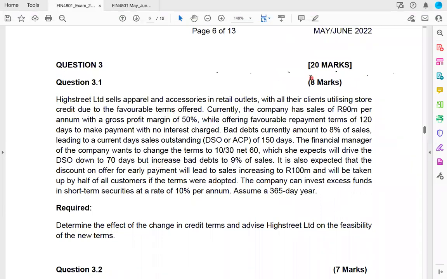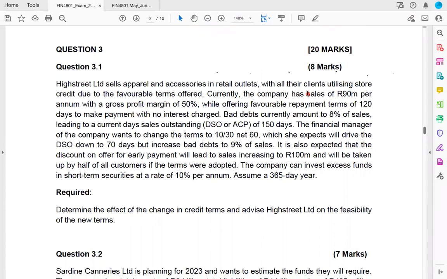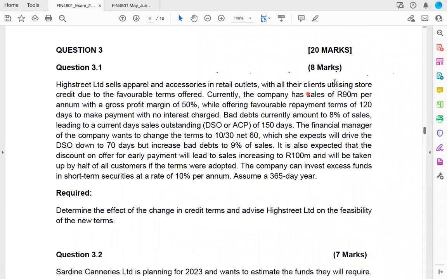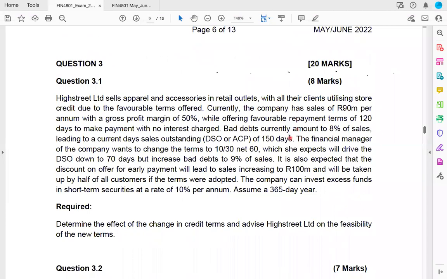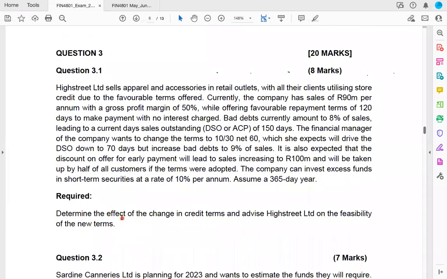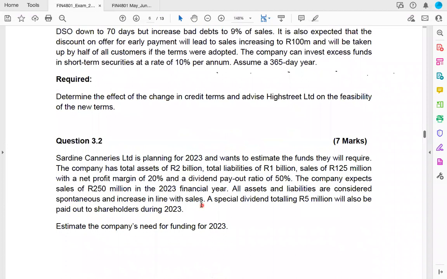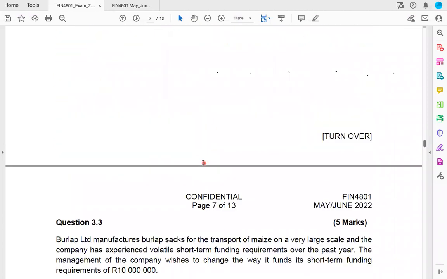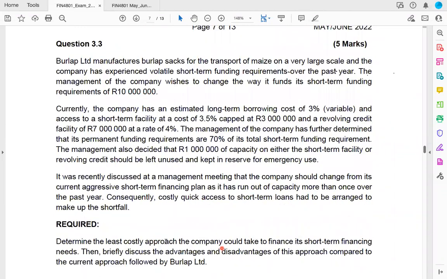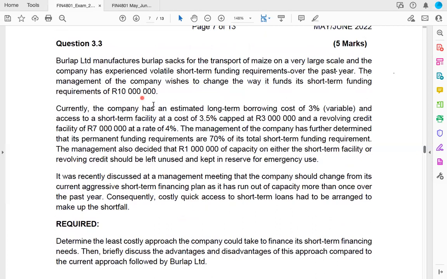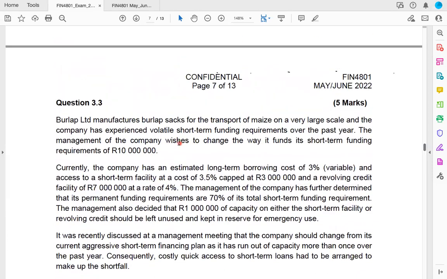Okay, so we can now move on to question number 3. Question number 3, rather than being one long 20-mark question, is actually a number of short questions. One just explaining the effects of changes in credit terms. The other one focusing on estimating the company's need for funding. And lastly, one just asking us to compare different types of funding requirements.